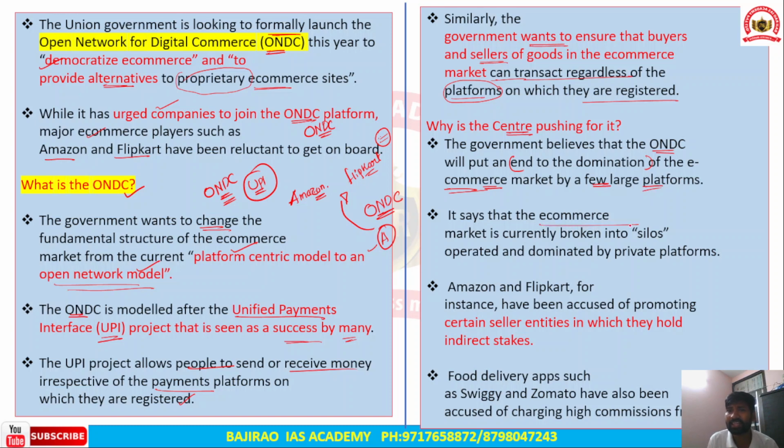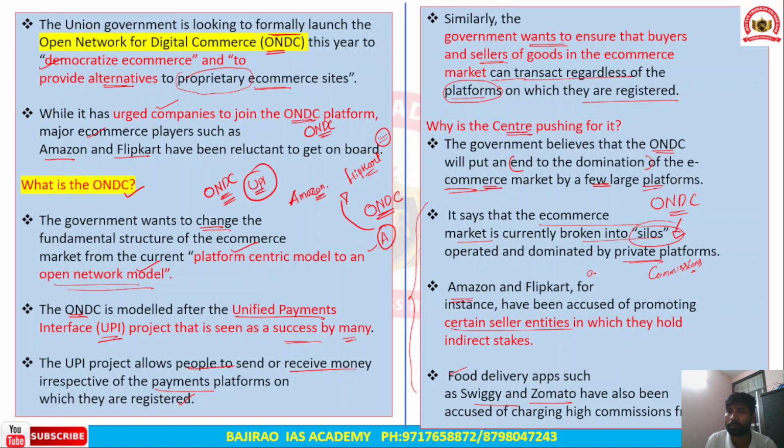However, the e-commerce market is currently broken into silos. Silos means it has no convergence and is differentiated. It operates in silos and is very often dominated by private platforms. Amazon and Flipkart, for instance, have been accused of promoting certain seller entities in which they have direct or indirect stakes. The food delivery apps such as Swiggy and Zomato have also been accused of charging high commissions to sellers. Because of all these reasons, the government has been planning to introduce the Open Network for Digital Commerce. It will provide a level playing field between all the sellers and will also reduce the excessive commissions on the part of the consumers.